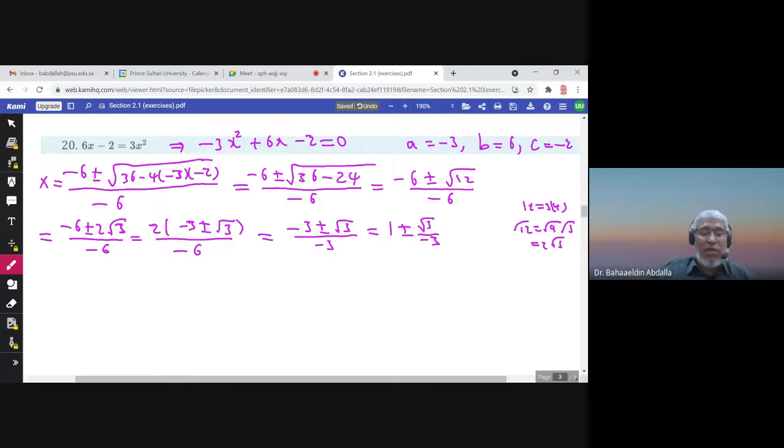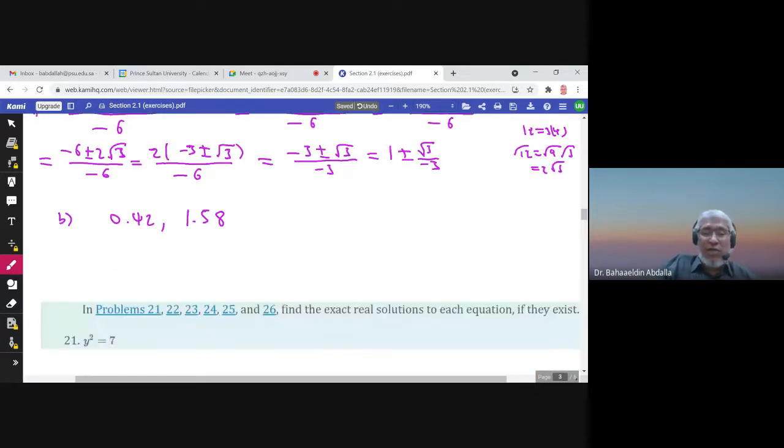So the answer is 0.422, so I'll just take 0.4. This is part A and this is part B. And the other solution, if I replace plus square root of 3 by minus, the answer would be 1.577. So it would be 1.58. So these are the two answers.